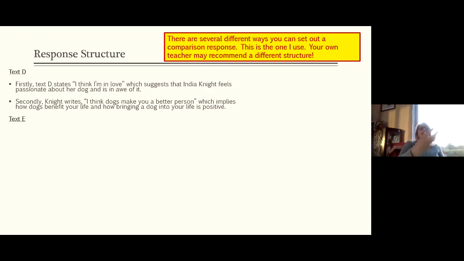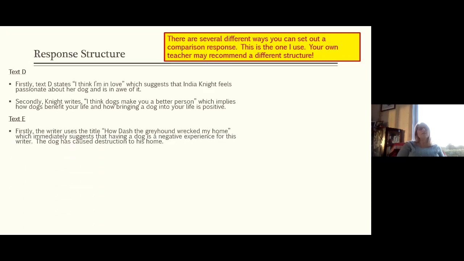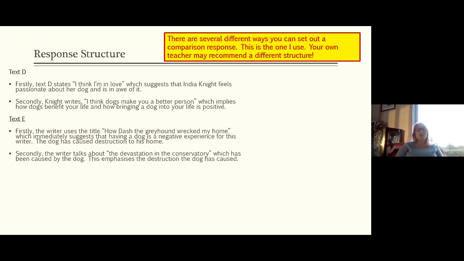Then obviously I would have probably 4 points in there. I'd go then to text E, and I do the same thing. So first, the writer used the title, "How Dash the Greyhound Wrecked My Home," which immediately suggests that having a dog is a negative experience for this writer. The dog has caused destruction to his home. And then secondly, the writer talks about the devastation in the conservatory, which has been caused by the dog. This emphasises the destruction the dog has caused. So again, I'm emphasising the fact that this dog is destroying his home and he's unhappy with the dog.